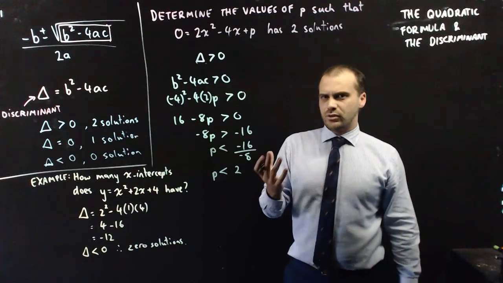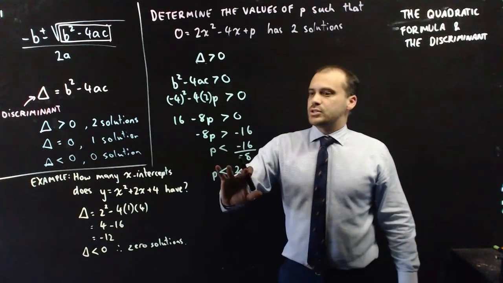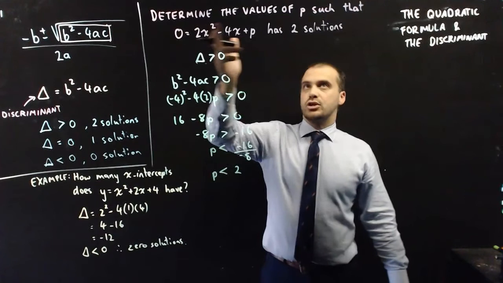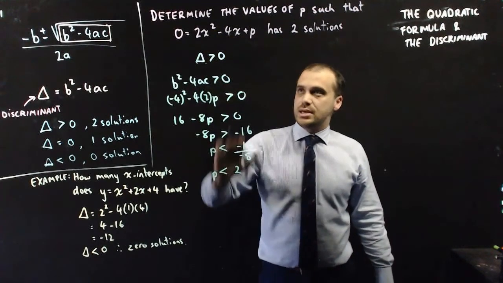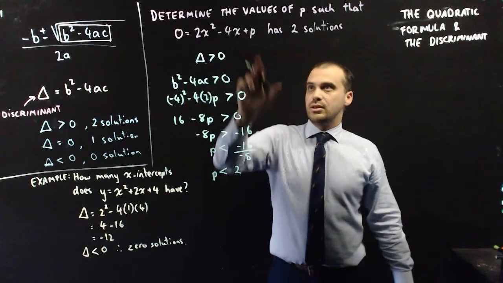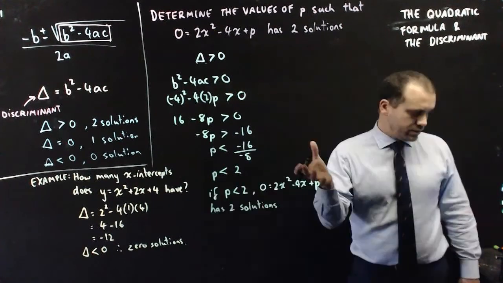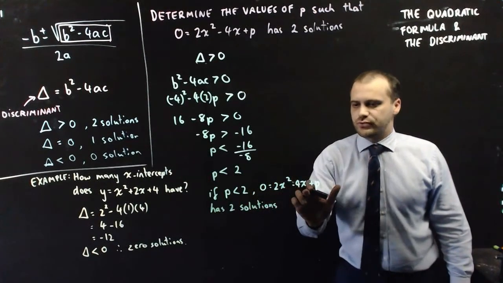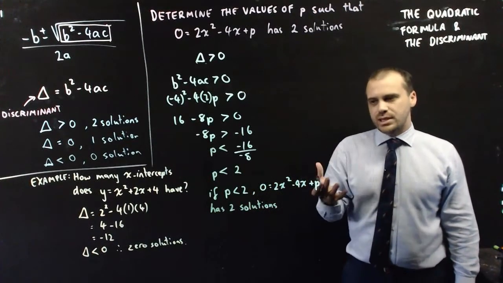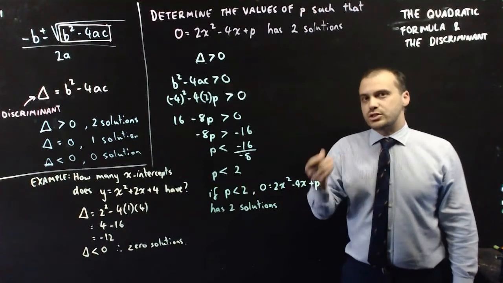Alright. So, what have I just done? Determine the values of p such that this has 2 solutions. As long as p is less than 2, this will have 2 solutions. Of course, you can satisfy yourself by putting this y equals 2x squared minus 4x plus p and then putting various values in for p and seeing what those equations look like.